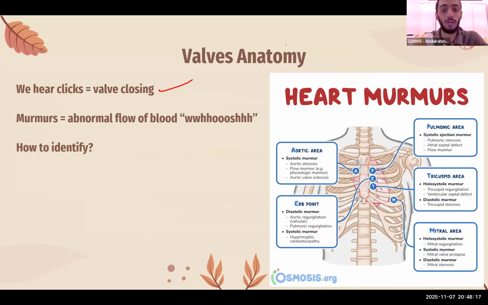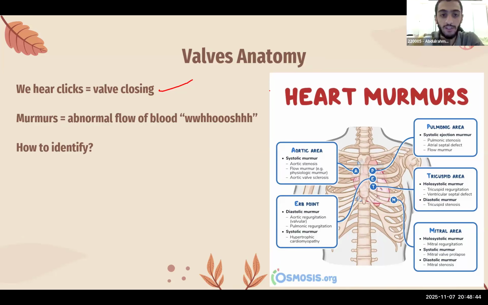So if you put your stethoscope on the heart, what you would be hearing is the valves closing. So you would hear like tuk tuk, tuk tuk, tuk tuk. But now this is the normal sound. If a person has a problem in the valves, what you would hear is fshtuk, fshtuk, fshtuk, or tuk tuk, tuk tuk. Basically, this is describing abnormal flow of blood. This is the sound I tried to make, okay?